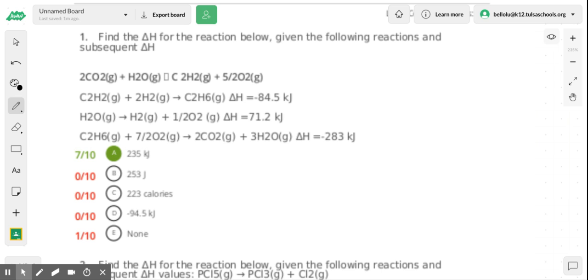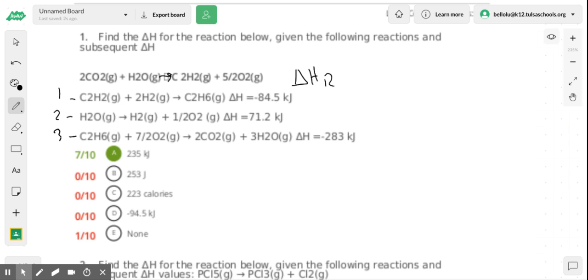Okay, you need to find the enthalpy of this reaction. So you need to combine the following reactions, the ones that you have below, in such a way that they give you as a result the equation of the first one. Let me start with the first one, number one.